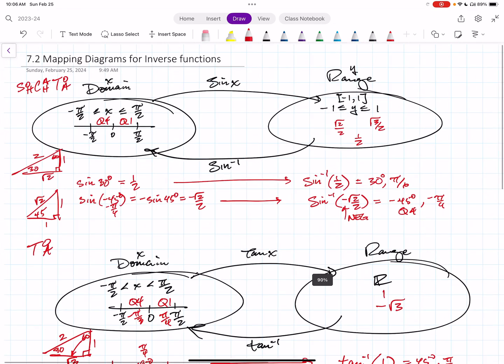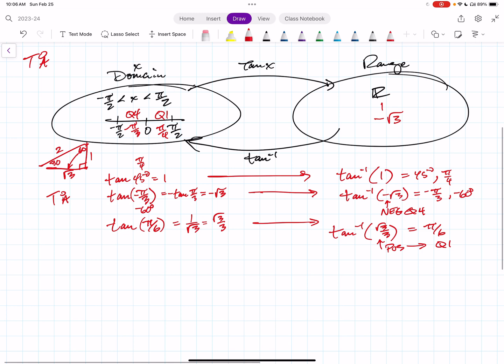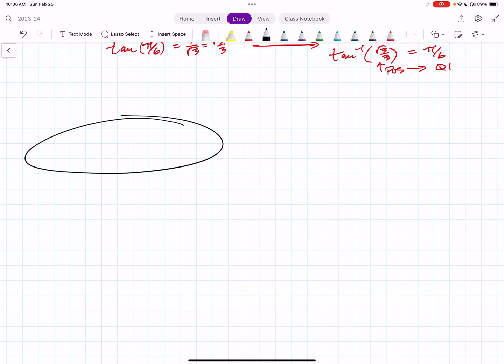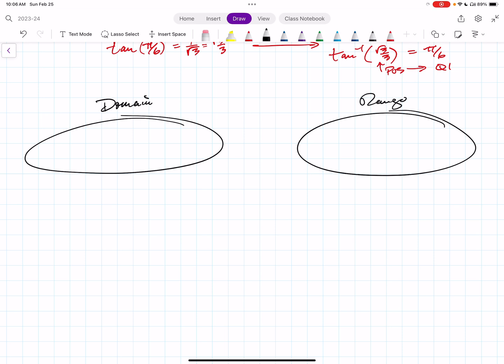Okay, so we started off with sine, then we just talked about tangent. Let's obviously talk about cosine. Let's be well-rounded here. Okay, so here we go. So let's say this is the domain of cosine. Okay, and let's say that this is the range of cosine.